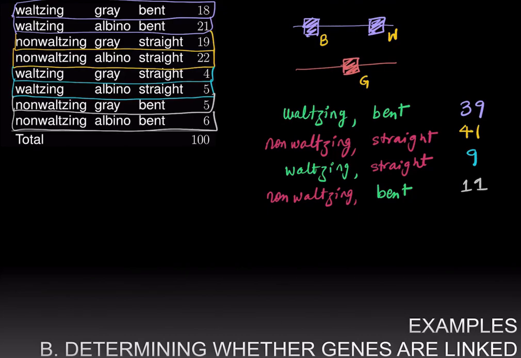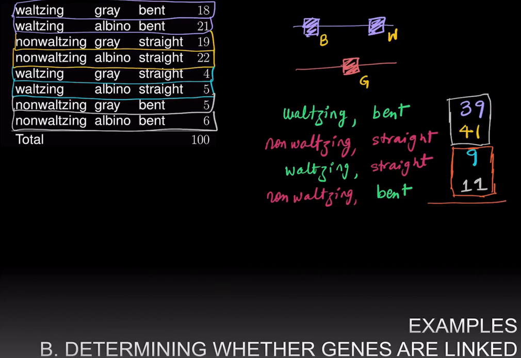Now, we were already told that waltzing and bent were parental genotypes, or the genotypes of one parent, and non-waltzing straight were the genotypes of the other parent. But even if we hadn't been told, just by looking at the frequency, it's clear that waltzing bent and non-waltzing straight are parental genotypes, whereas these guys over here, waltzing straight and non-waltzing bent, are recombinant genotypes.